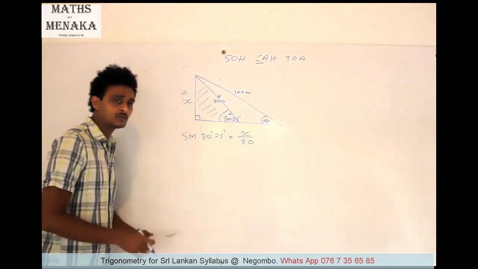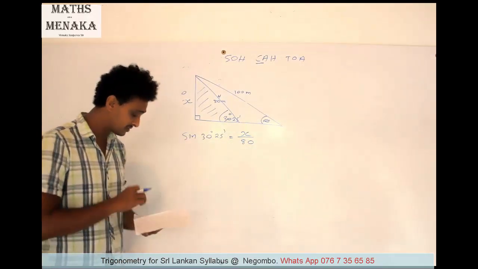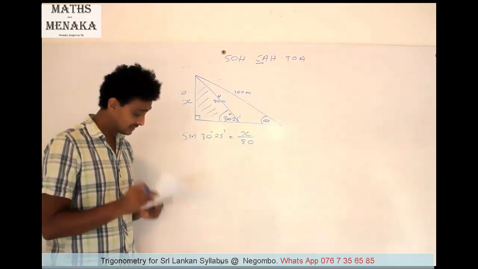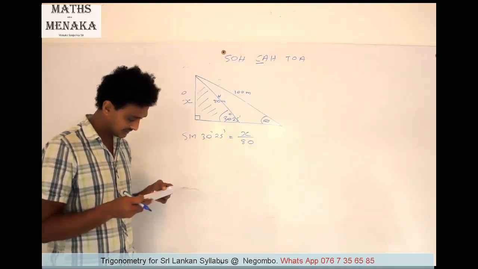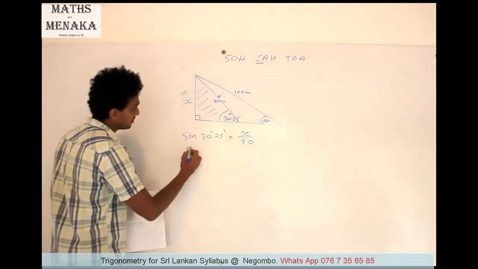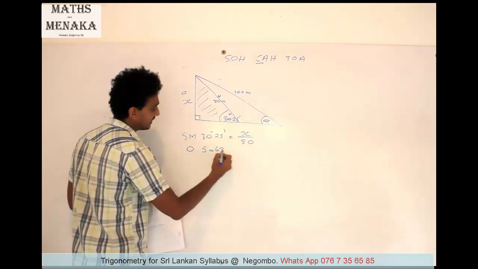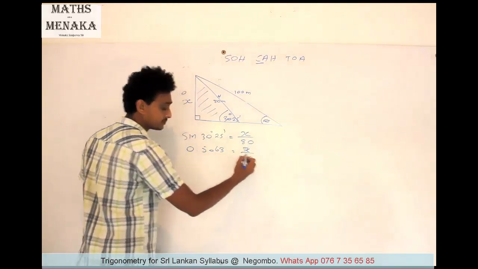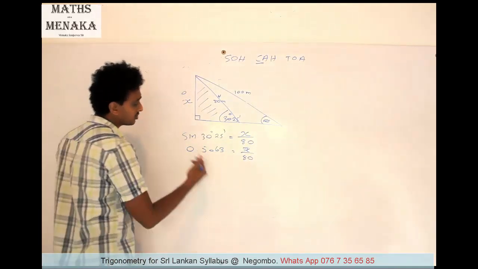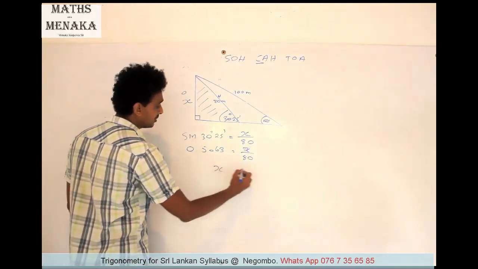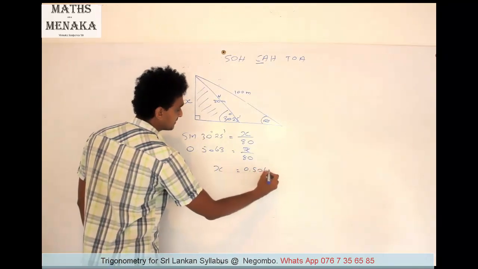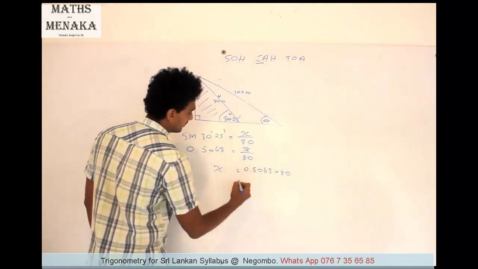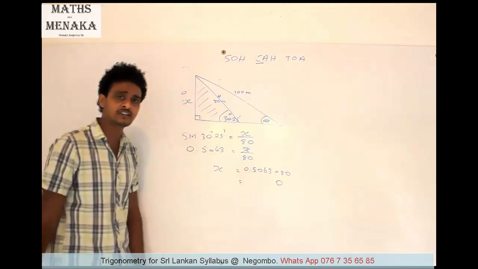We get the sine value of 30 degrees 25 minutes, which is 0.5063. So 0.5063 equals x over 80. Cross multiplication, then x equals 0.5063 into 80. Write 0, then multiply by 8.